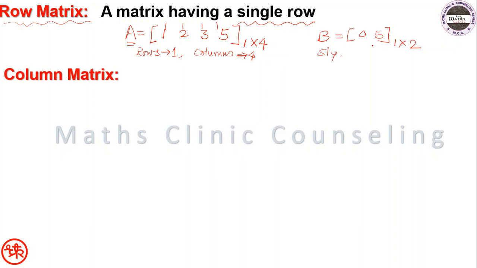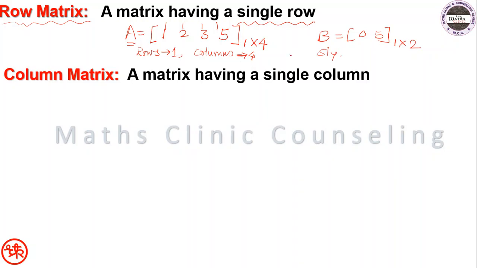Column matrix now. Similarly, a column matrix is a matrix having a single column. We can write here A equals to 1 2 3 5 in one vertical line. B equals to 0 5.